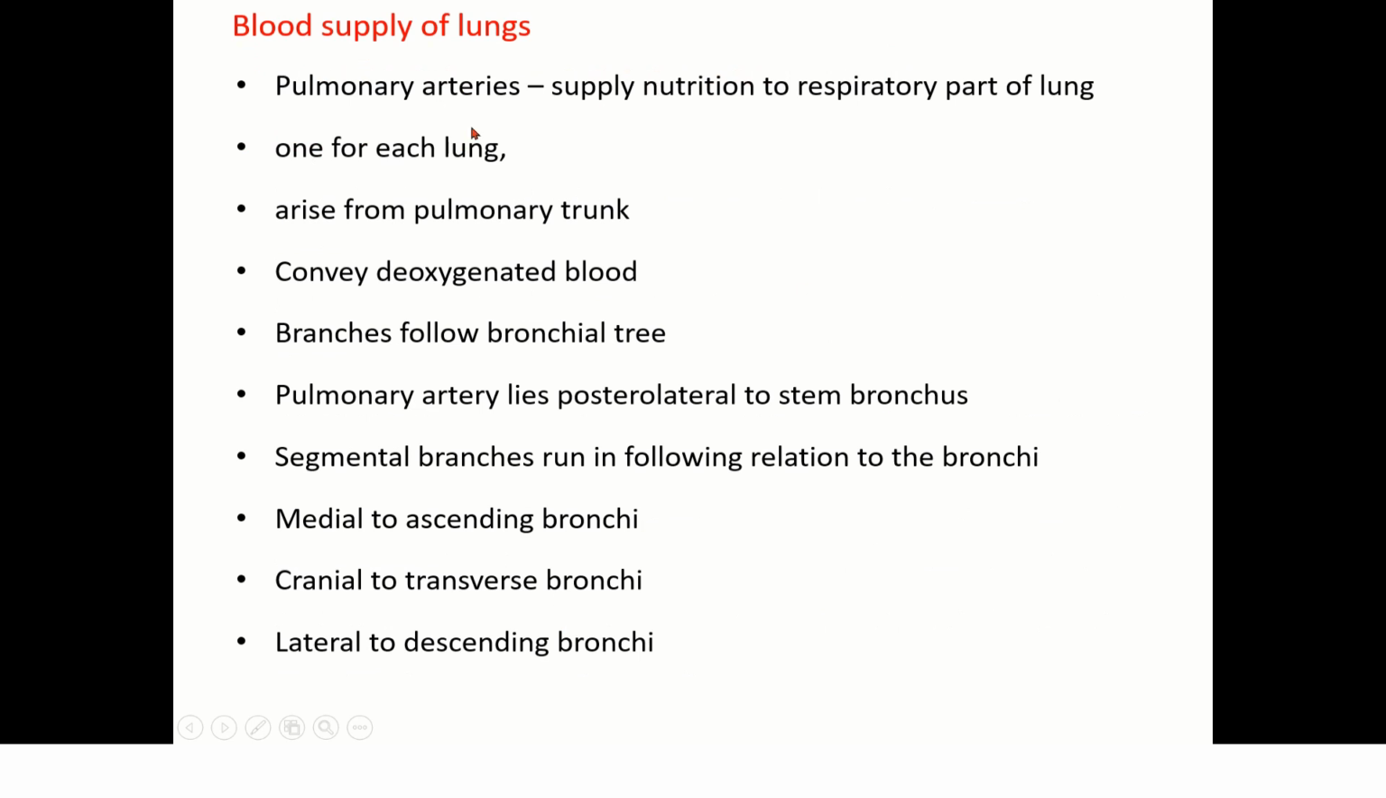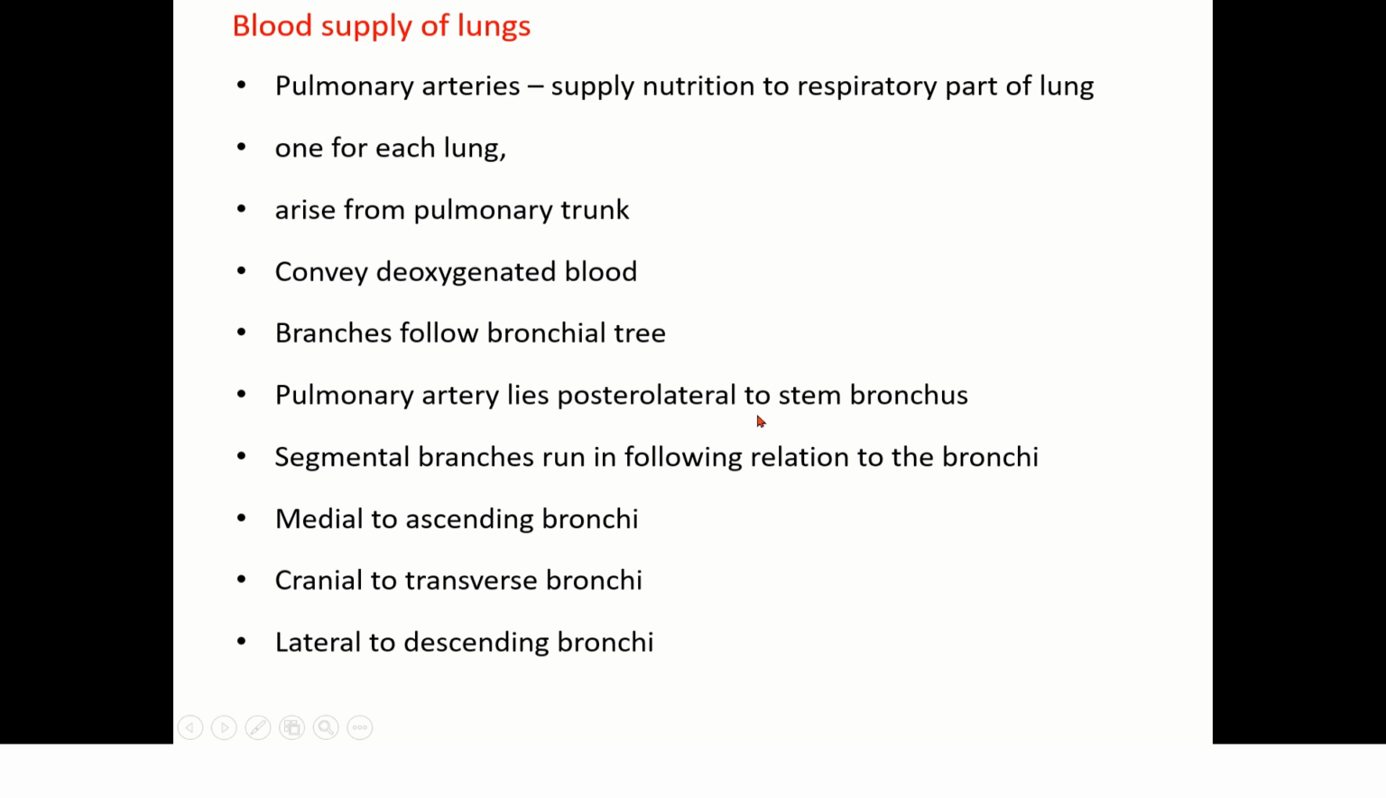So, blood supply of the lungs. There are two pulmonary arteries, one for each lung. These supply nutrition to the respiratory part of the lung, that is from the respiratory bronchioles onwards. Each pulmonary artery arises from the pulmonary trunk and conveys deoxygenated blood. Branches follow the bronchial tree.